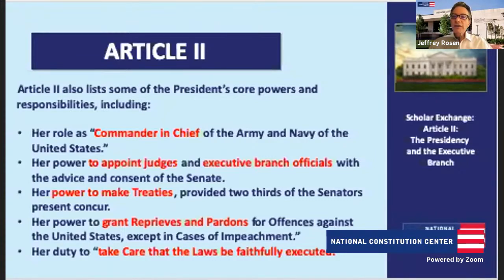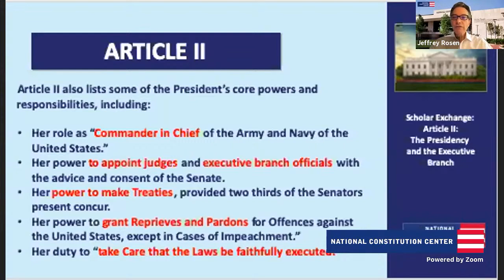And finally, the duty to take care that the laws are faithfully executed. In some ways, that's the broadest, but the least well-defined power. What does it mean to take care that the laws are faithfully executed? And how can the president violate that provision?